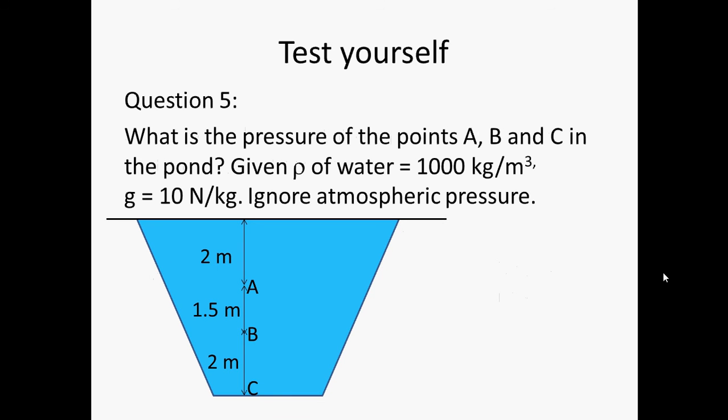Lastly, this you will need a calculator. So I want you to calculate the pressure at the points A, B, and C in the pond. Okay, take note that the density of water is 1000 kg per meter cube and g is 10 Newton per kg. You may ignore atmospheric pressure. Okay, there's only one hint that I'm going to give you, is that you must really use the idea of depth rather than the idea of height. Okay, you may pause the video now and do your calculation.